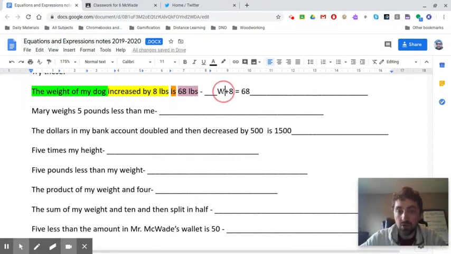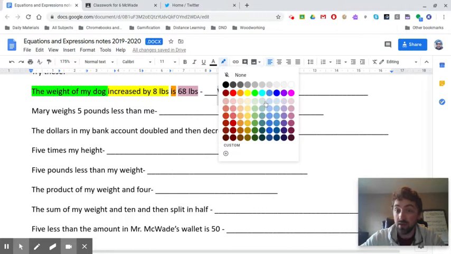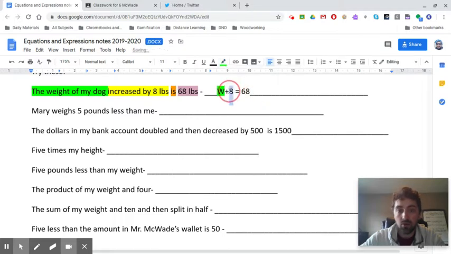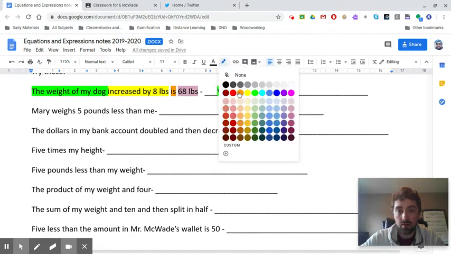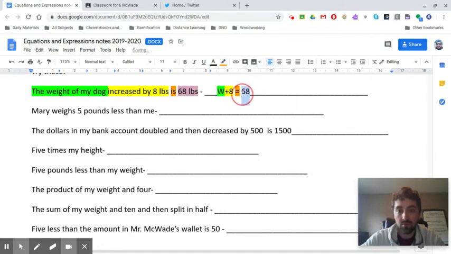If you guys ever want to try and do that with your highlighters, this is what we would be doing in the classroom. We would be highlighting it with different color highlighters to represent what the different words represent. I know that last color is a little different, but you know what it is. The weight of my dog, which is represented by W because that's our unknown, our variable, increased by 8, plus 8, is the equal sign, 68 pounds. That's our answer.